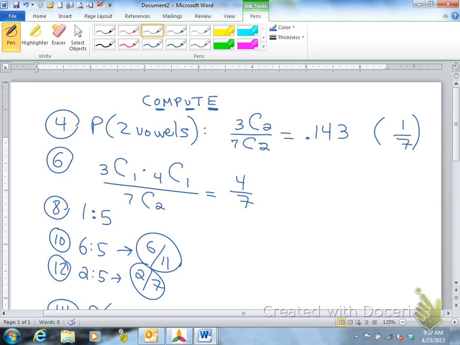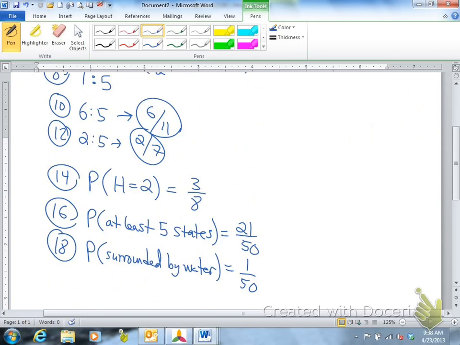Number 6, you were asked probability of a vowel then a consonant. There are 3 vowels, so 3 choose 1. And there are 4 consonants, non-vowels, so 4 choose 1, divided by 7 choose 2, and that simplifies to 4/7 probability. Number 8, the odds were 1 to 5. Number 10, you were given the odds, and you had to write it as a probability.